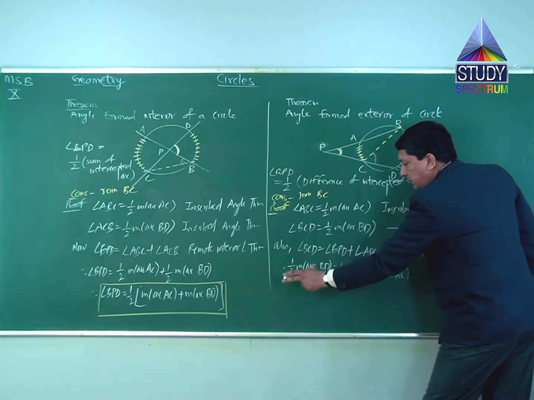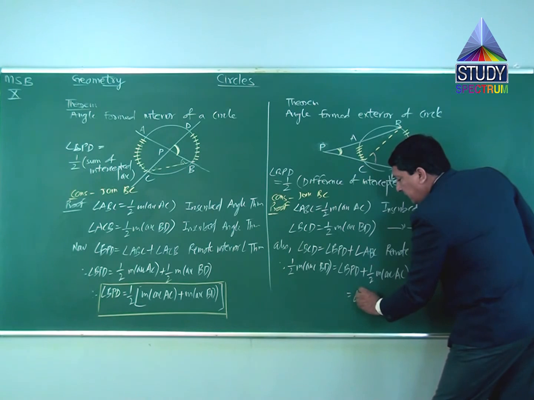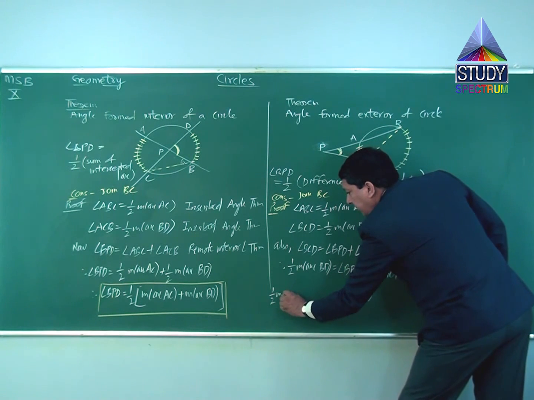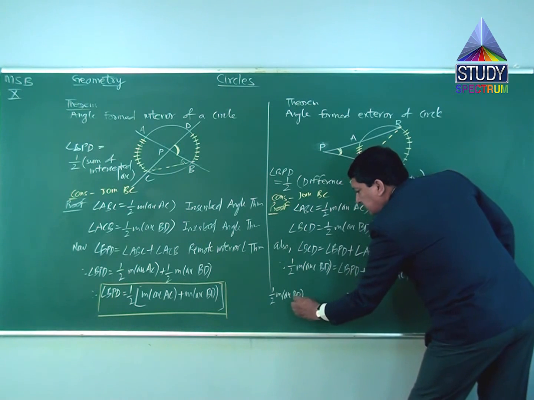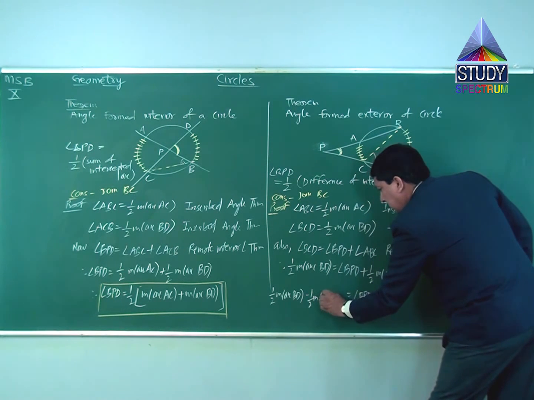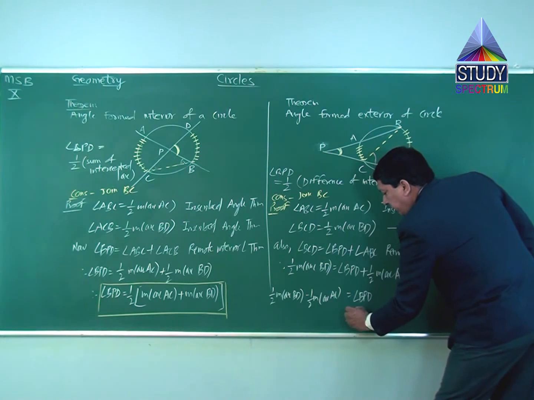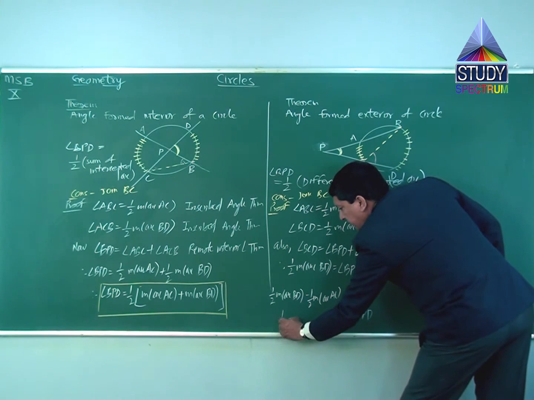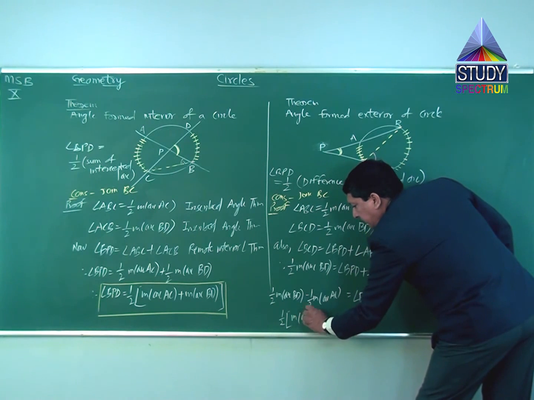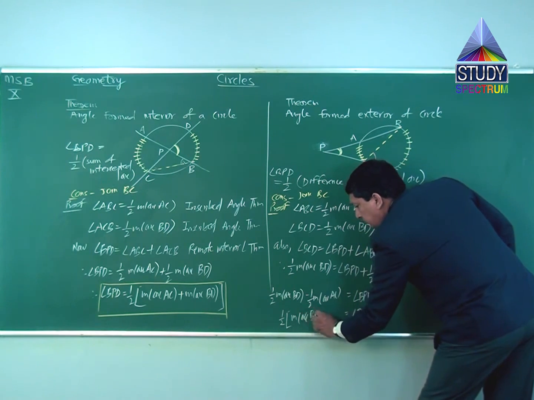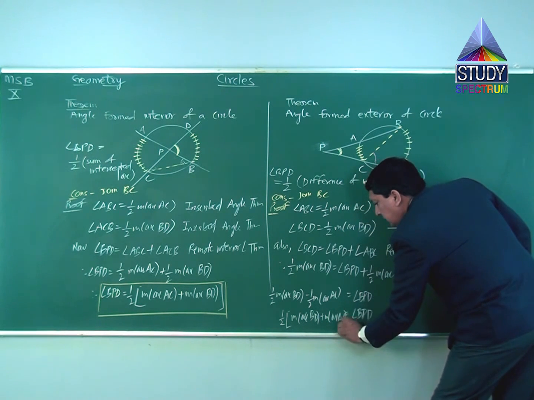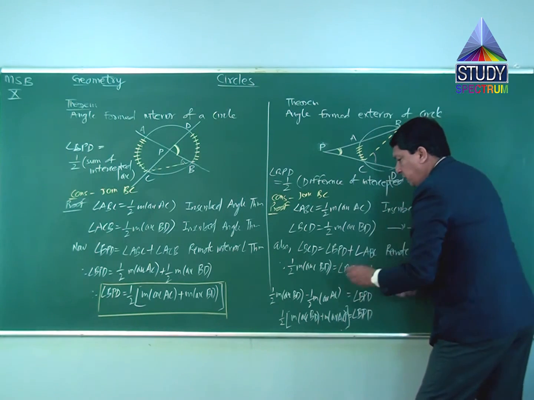So half the measure of arc AC I'll bring to this side. So I'll get angle BPD is equal to half the measure of arc BD minus half the measure of arc AC. Now if we take half common, we'll get half the measure of arc BD minus the measure of arc AC, right? Because we have taken half common. This is what we wanted.